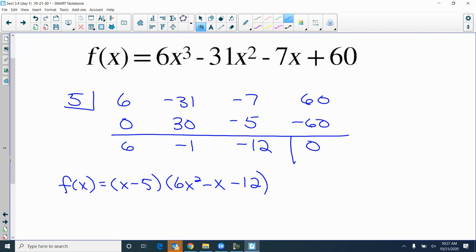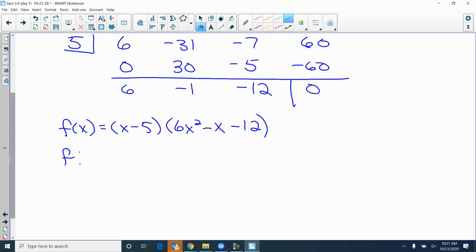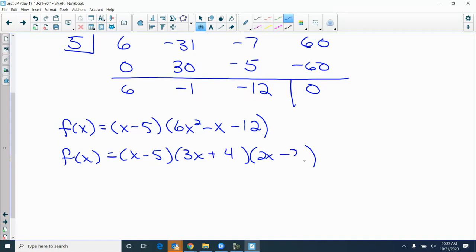All right, so we're factoring this. So we get f of x equals x minus 5. And I believe this factors into 3x and 2x. And the last numbers have to multiply to 4 times 3 or multiply to 12. So 4 and 3. One of them has to be negative, one of them has to be positive. Let's see here. I think if we put plus 4 minus 3, double check me. Does that work? Okay, however you get there, that's got to be your answer.